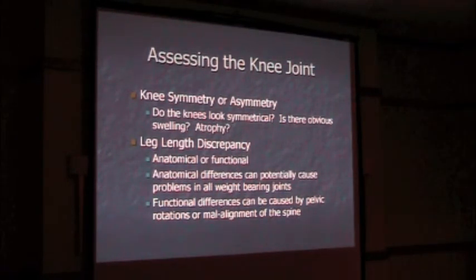See if there's any weakness or atrophy in the knee. Look for any leg length discrepancies. Sometimes these can actually cause problems; it starts from the ground up. If you have a discrepancy in the leg or in a foot position, it can completely cause problems up and down the whole side of the body. So you always want to look for leg length discrepancies.